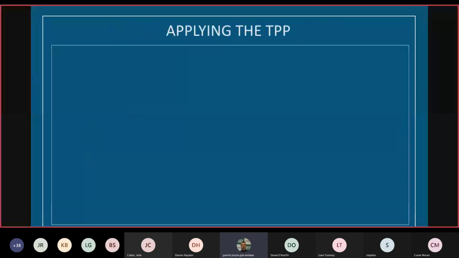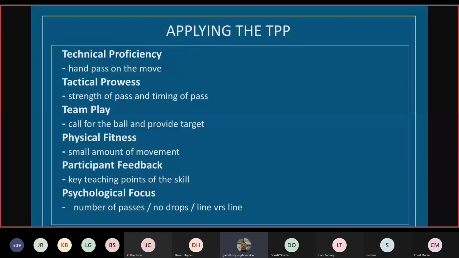Decision making is involved in how strong to strike the pass, but also the timing. Not to get too close to the player. When you're on the outside, obviously don't pass until they're facing you, until they're ready.